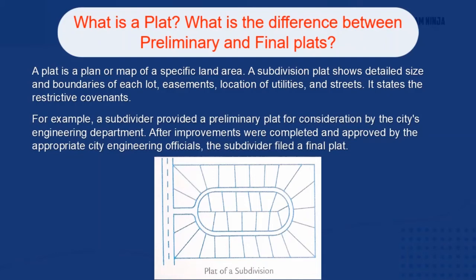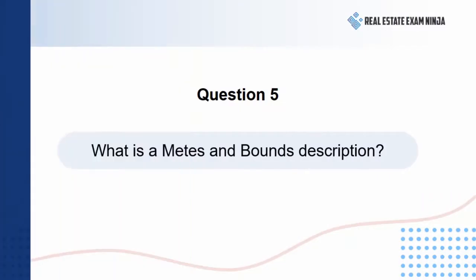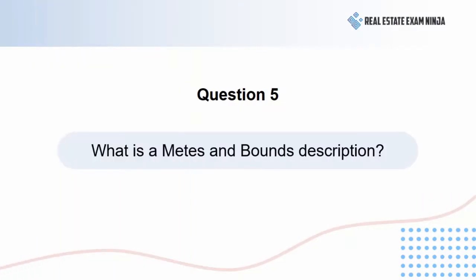For example, a subdivider provided a preliminary plat for consideration by the city's engineering department. After improvements were completed and approved by the appropriate city engineering officials, the subdivider filed a final plat. What is a metes and bounds description?